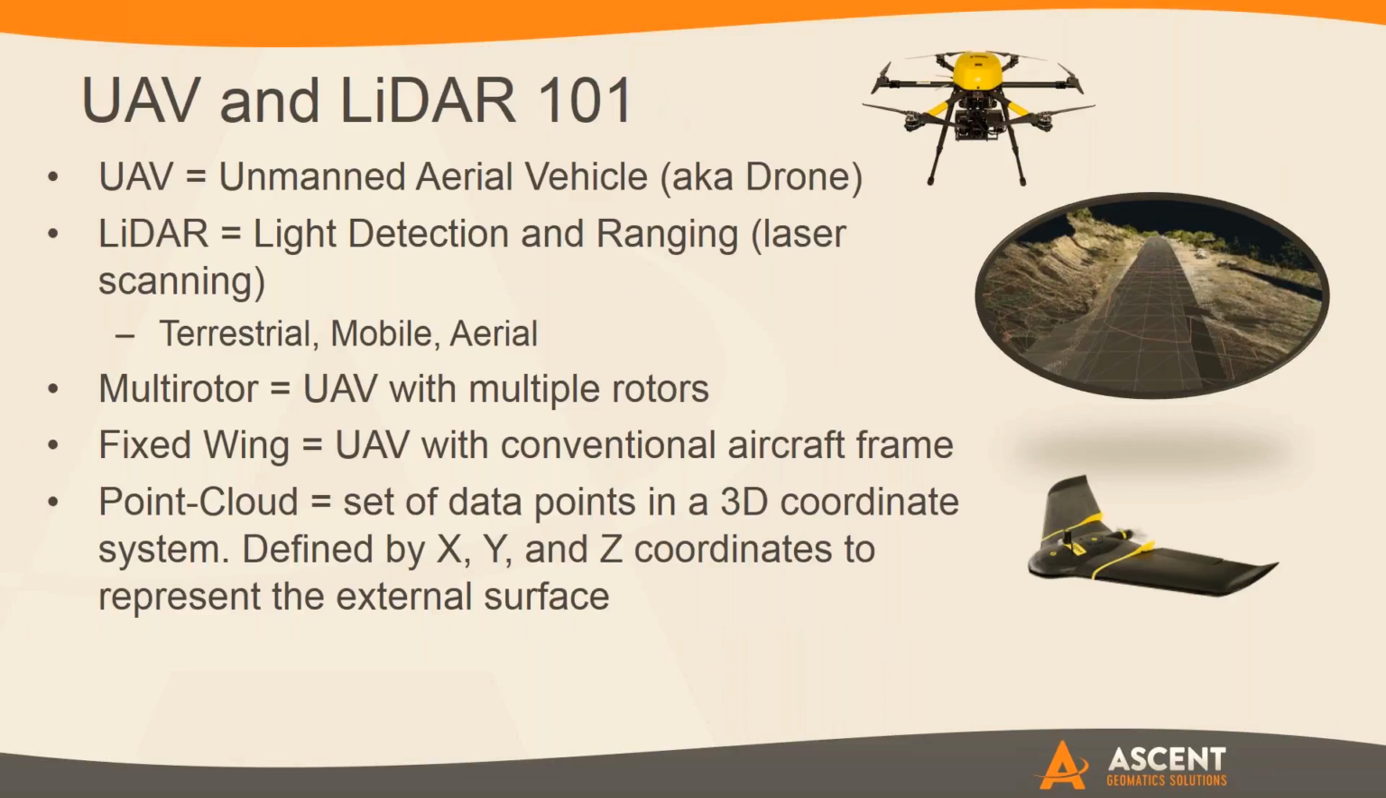So we're going to be using some different types of terms, and so just by way of introducing everybody to these terms, we'll just do a quick 101 on UAV and LiDAR. UAV stands for unmanned aerial vehicles, aka drones. Unmanned aerial vehicles, or UAV, is obviously a more positive connotation than drones have been in the news. But we also are going to be talking about LiDAR, which is light detection and ranging.